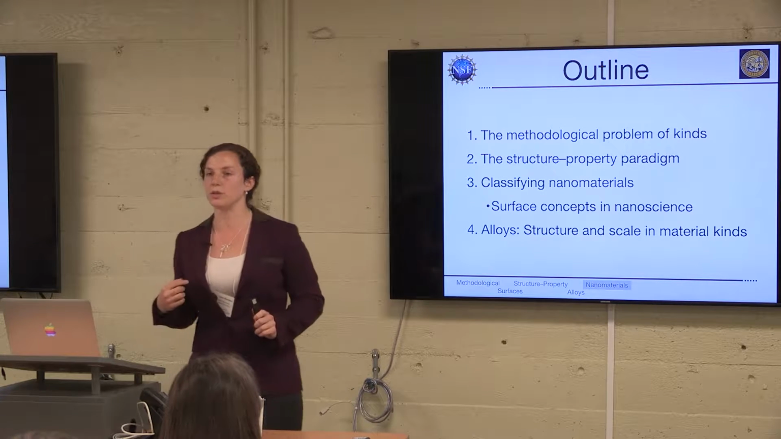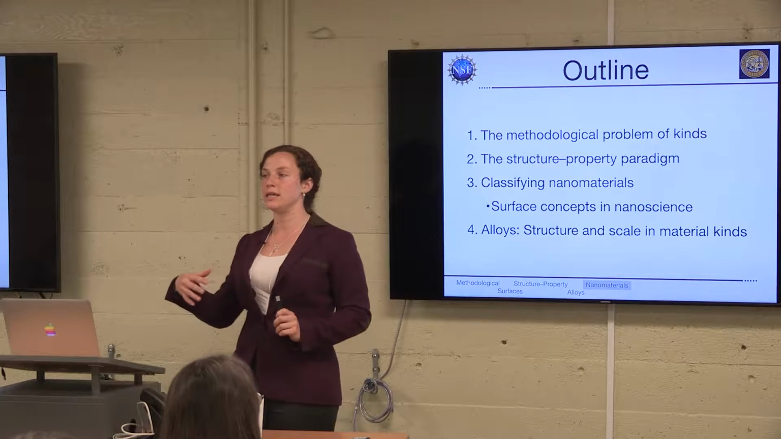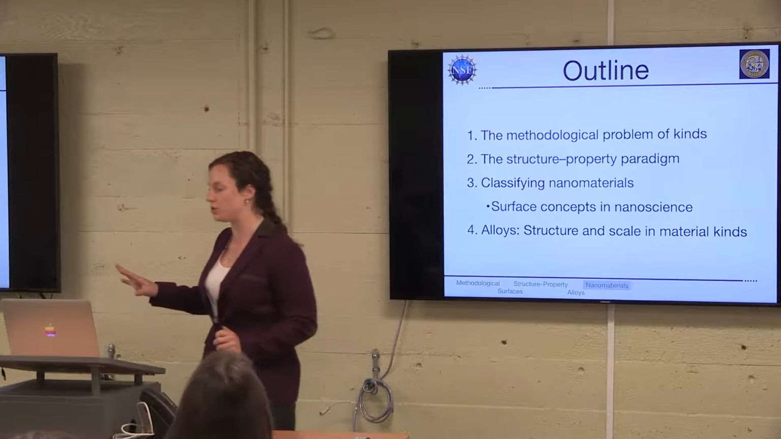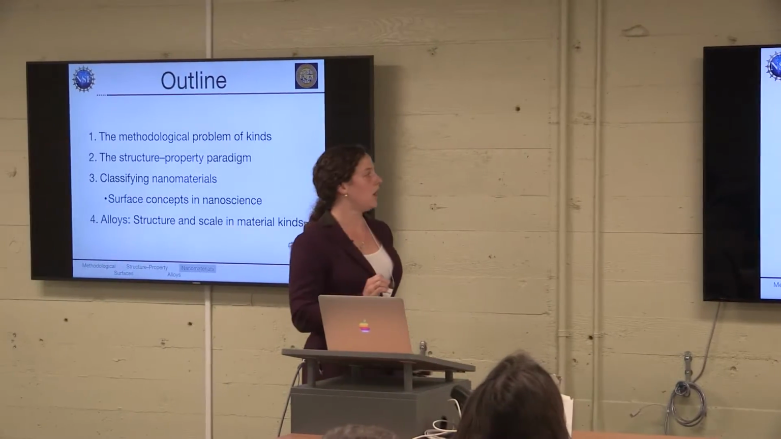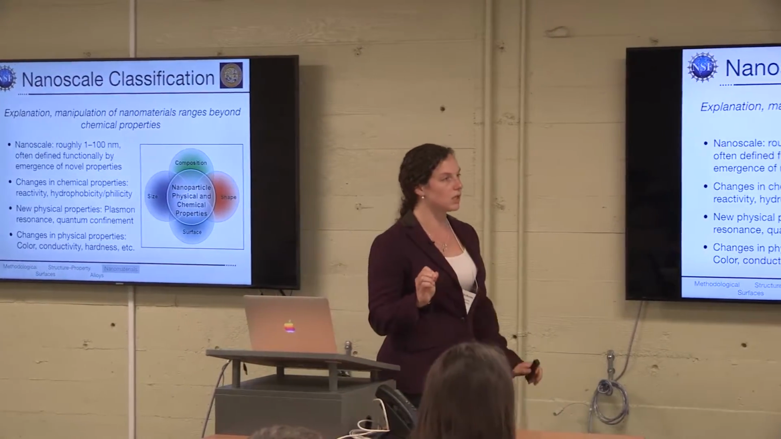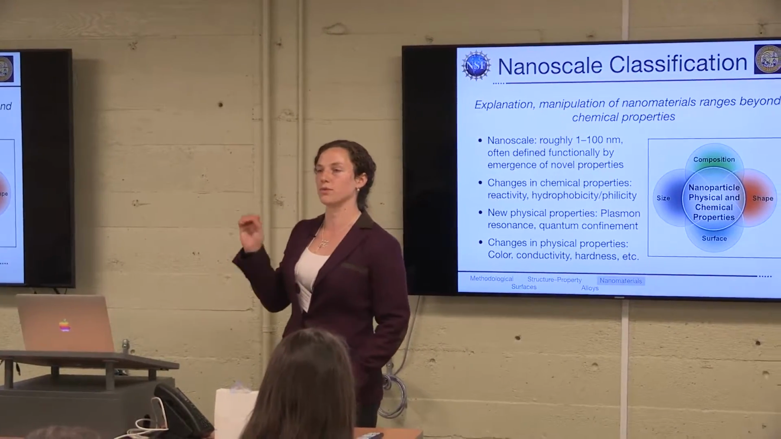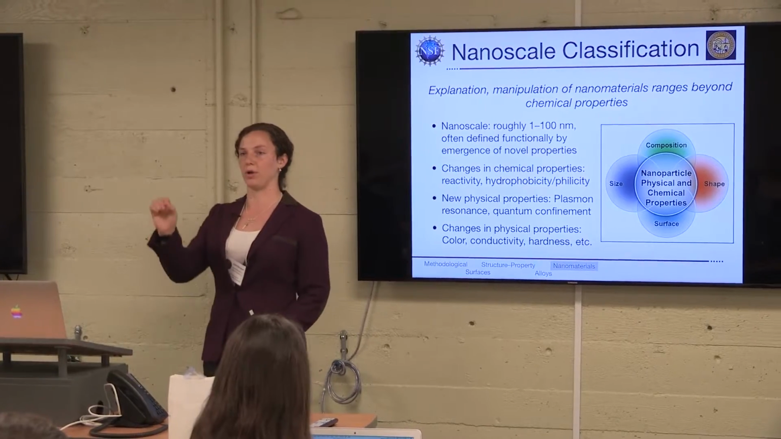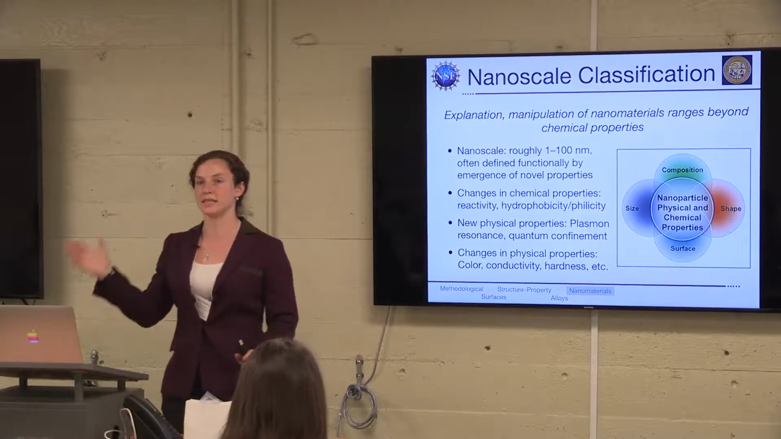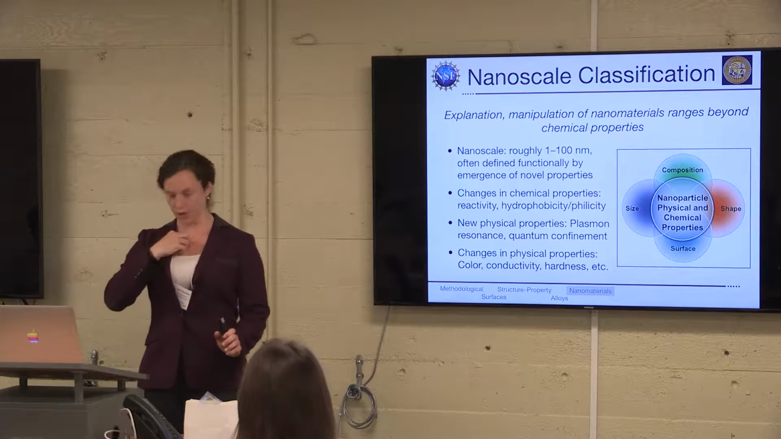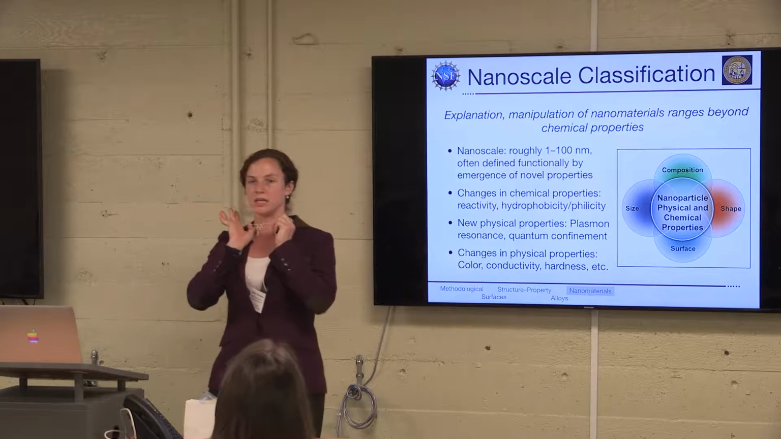And now what I want to show you is that the structure property paradigm as it exists for chemical kinds is insufficient to explain the kinds that we're interested in nanoscience. So the kinds of structure that we're interested in for chemistry have to do with reliable, repeatable, identifiable compositions of atoms in the same relationships to one another. Every molecule of caffeine is going to have approximately this relationship of atoms in it, right?